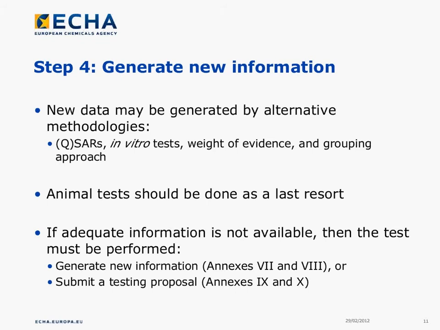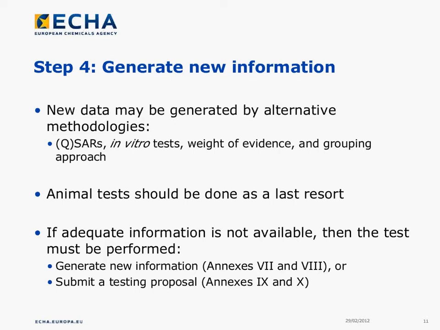The next step, of course, is generating new information so that you have compliance with all the requirements of the appropriate annexes. New data can be generated by alternative methodologies. There's a variety of approaches available, from QSARs, in vitro tests, weight of evidence, and grouping approaches. And these can all be tried if it's appropriate and relevant for your substance and your endpoint. There is an overarching concern that animal tests should be only performed as a last resort if there is no other means of satisfying the information requirement. However, if you're not able to satisfy the information requirement, then the test has to be performed.